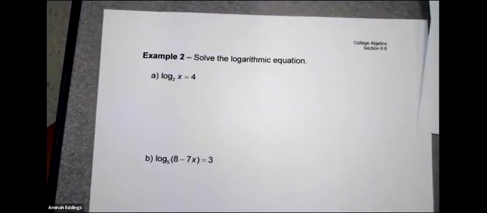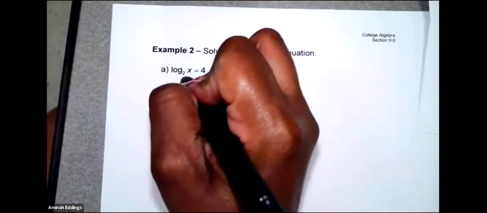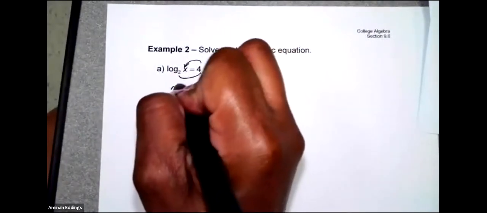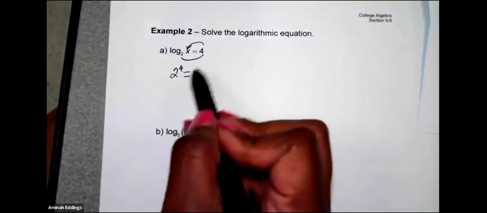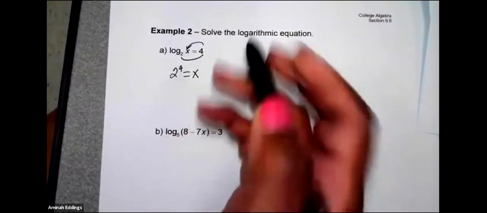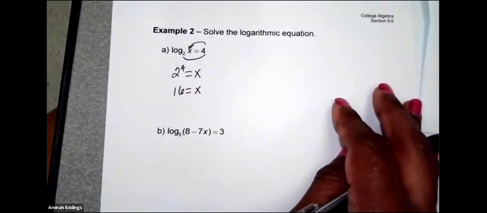So example 2A says to solve the logarithmic equation. Here is our first type that we saw, where we have a log on one side. That means we can simply convert it into an exponential equation. 2 to the 4th equals x. And then I'm going to solve it for x. So x is already by itself. 2 to the 4th is 16. So that means my answer is 16.